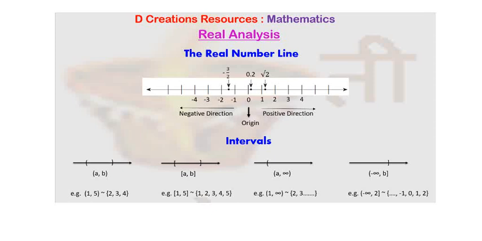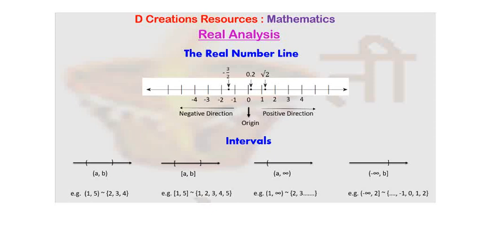Now each positive real number lies at an appropriate distance to the right of the origin, and each negative real number lies at an appropriate distance to the left of the origin. Then a one-to-one correspondence is set up between the set of all real numbers and the set of points on the number line. Exactly one point on the line is associated with one real number. Conversely, exactly one real number is associated with each point on the line.